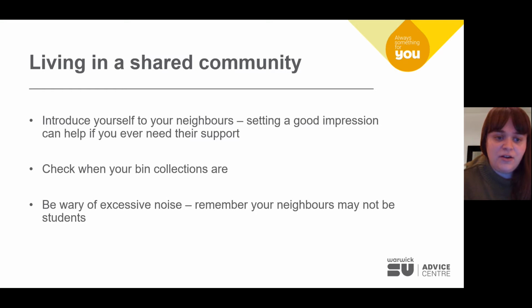So as I've said, remember that your neighbours may not be students, they might work full time, or they might have children. If you are planning noise, just politely let them know that that will be happening and make sure you keep it within a reasonable time.